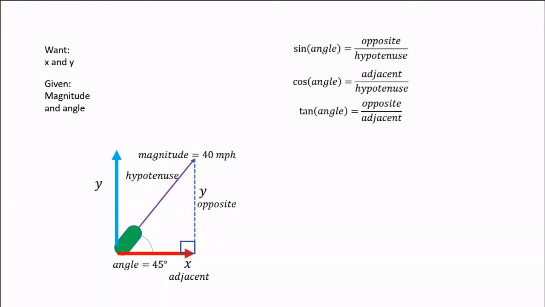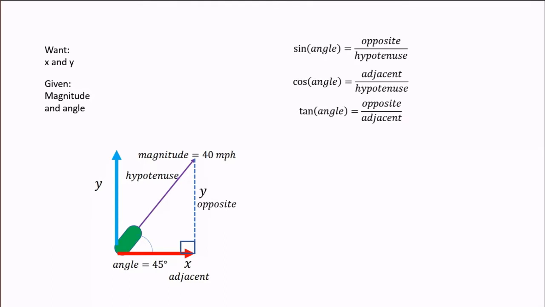First, let's try to find the x component. We need a relationship that connects the x component, which is adjacent to the angle, with the angle and the magnitude, which is the hypotenuse. Looking at the list of our trig identities, can you figure out which one will be most helpful? If you answered cosine, then you are correct.